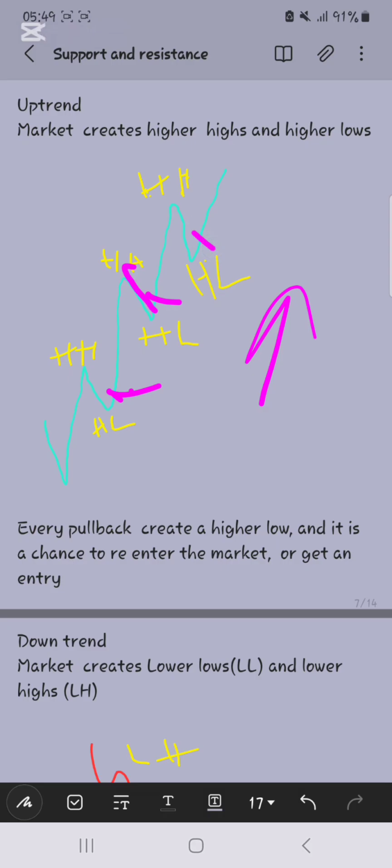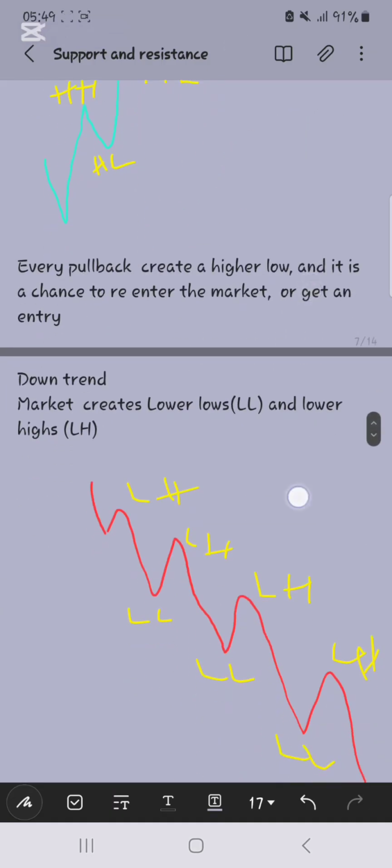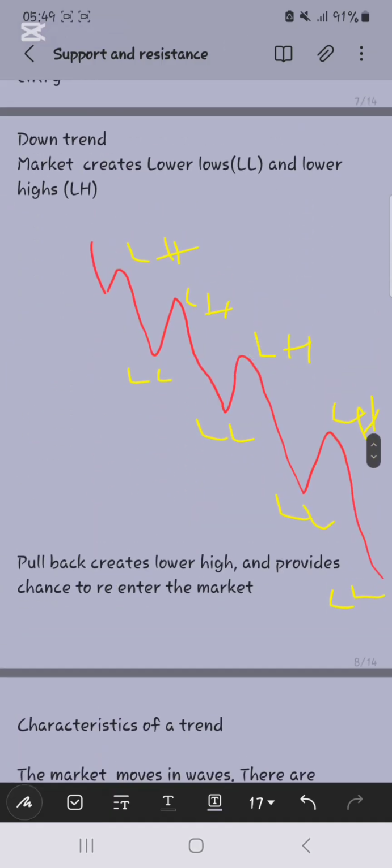So even if you lose this trade over here, even if you don't get an entry, just know that the market will always have a pullback. The market is always creating a series of higher highs and higher lows, so always know that you have another chance to enter again.